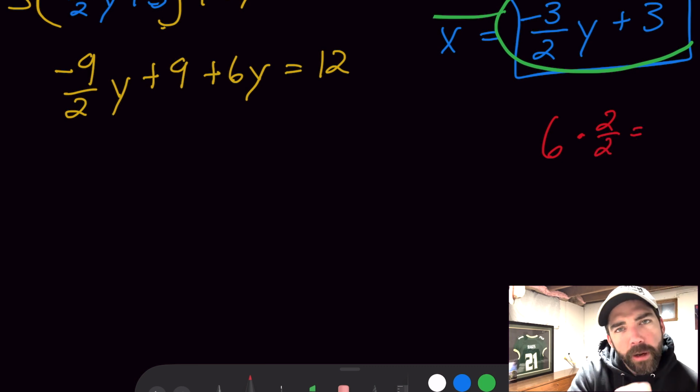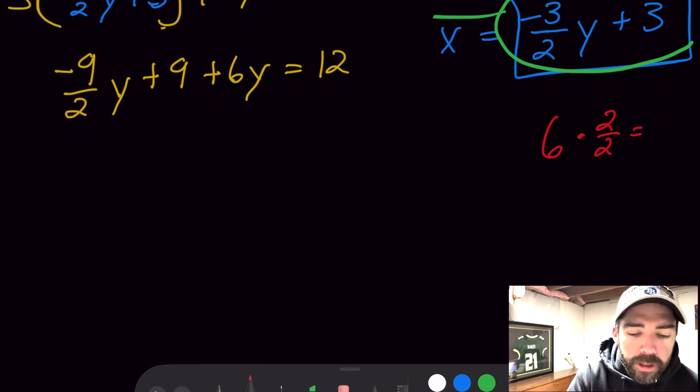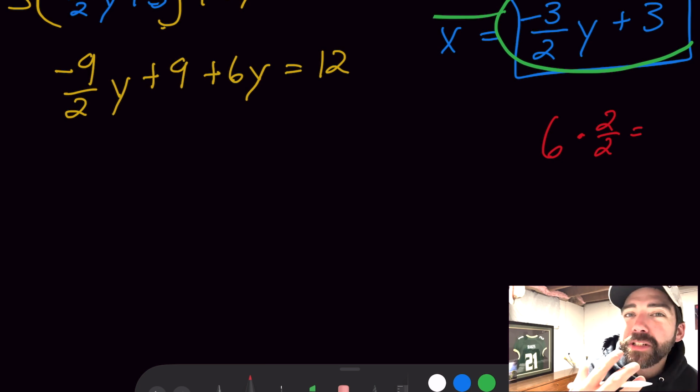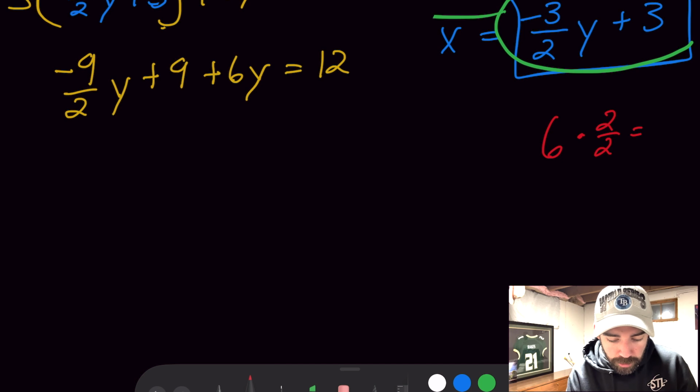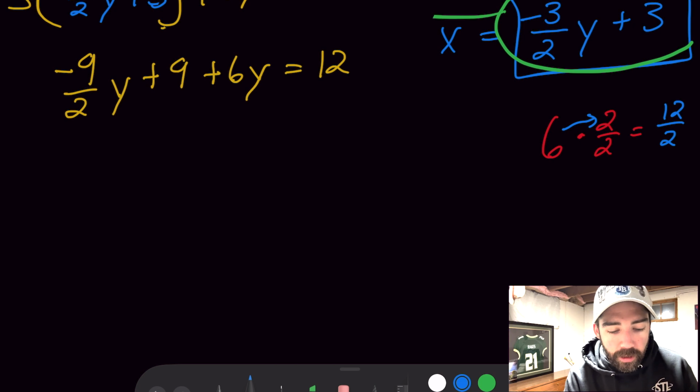Why do I do that? Because 2 over 2 is just 1. I'm not changing the answer. I'm just representing it in a different way. So I'm multiplying 6 times a fraction, 2 over 2, which is actually 1. And I'll show you, because 6 times 2 is 12 divided by 2. Guess what? 6 is 12 divided by 2. I'm just representing it as 12 divided by 2.